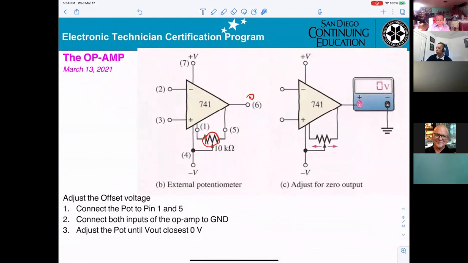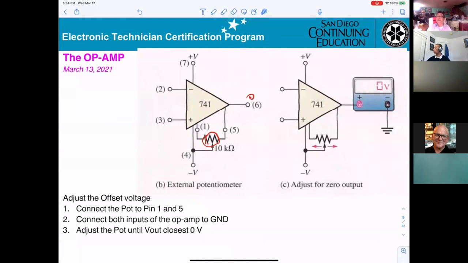That means you ground the inputs and the output is supposed to be zero. If it's not zero, normally they give you one resistor, a pot, connected from pin one to pin number five. That's how you can adjust it until you get 0 volts at the output. That's the offset voltage.